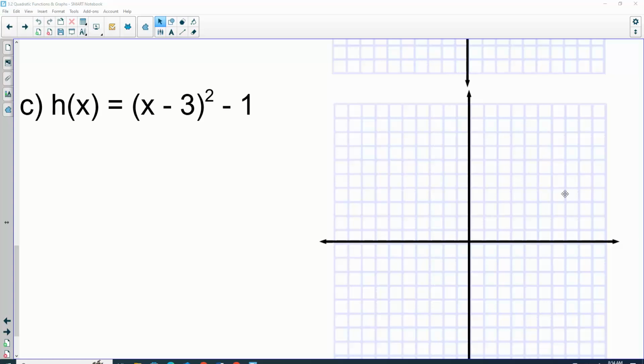Transformations, I expect the parent function. So when you do your parent function, it's a minimum of 3 exact points. So we know 0 squared is 0, 1 squared is 1, 2 squared is 4. -1, 1, -2, 4. You can do more points if you'd like. So that's our parent function.